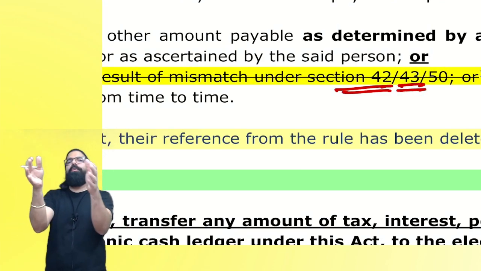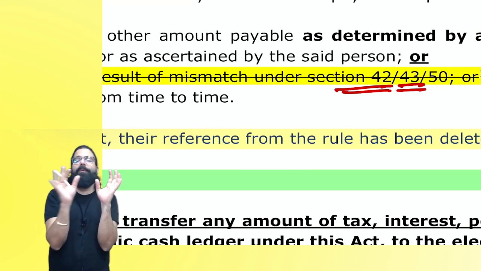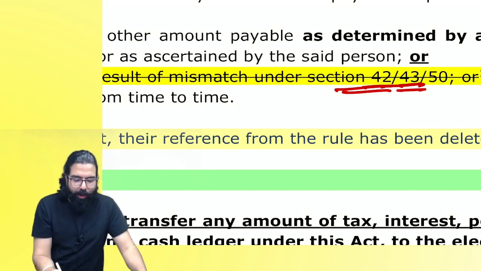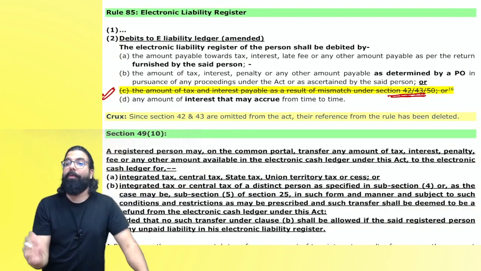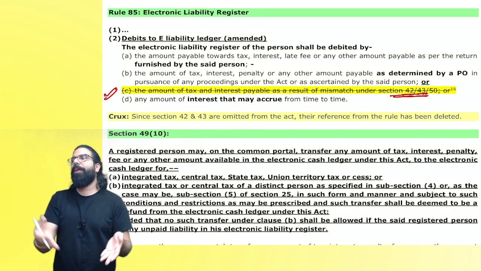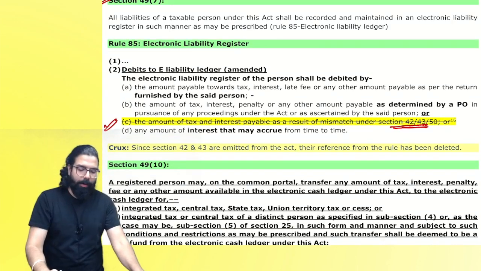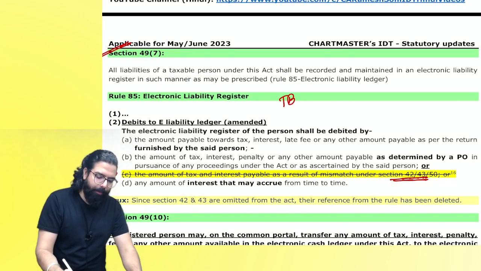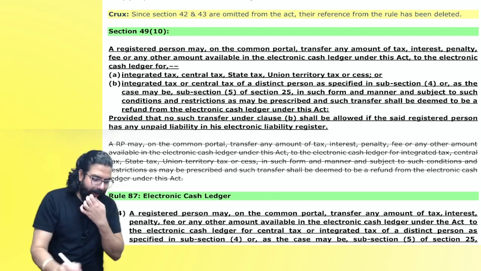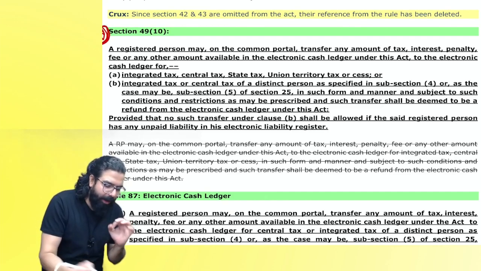So section number 42, 43 and their related interest. Section number 50 is not deleted, but 50 talks about interest. So when section number 42 and 43 are deleted from the act itself, their reference over here is also deleted. Sir, what kind of an amendment? TB. Can I go ahead, everyone? Next. Everyone over here. This is a good amendment which I will go ahead and explain to you.